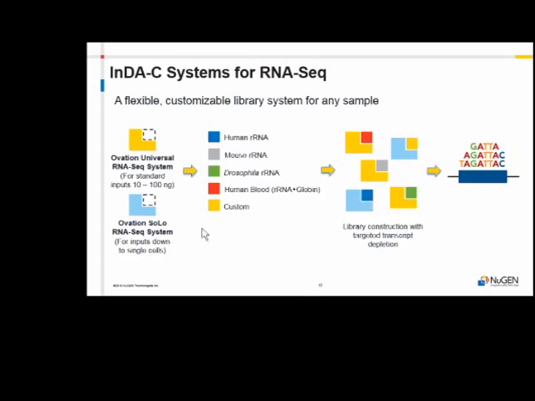And this is an overview of those two systems. So these systems are customizable and highly flexible with our higher input universal system and the low and degraded input solo system. They can be used with the probe sets for both kits as well as custom. And the probe sets are actually optional as well. So it's flexible for a wide range of experiments.